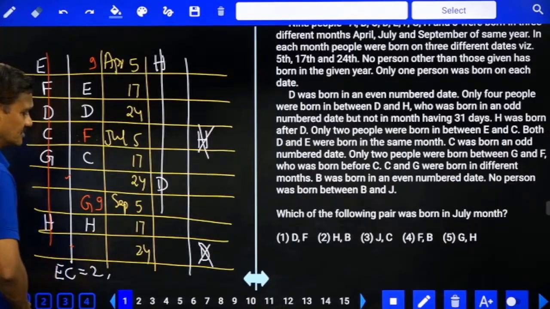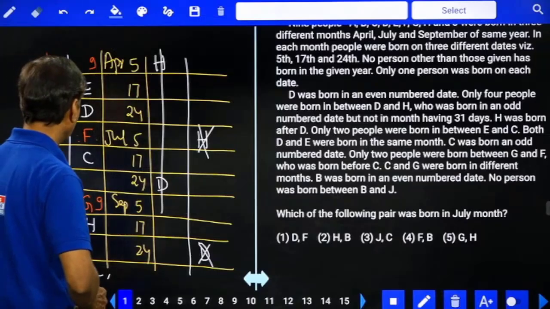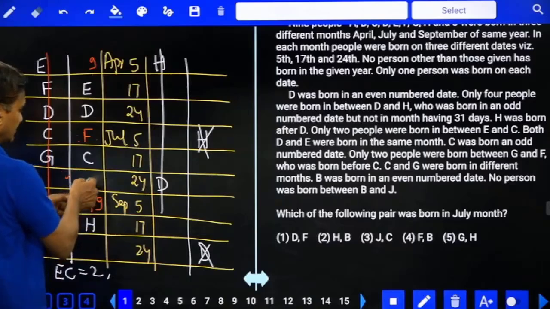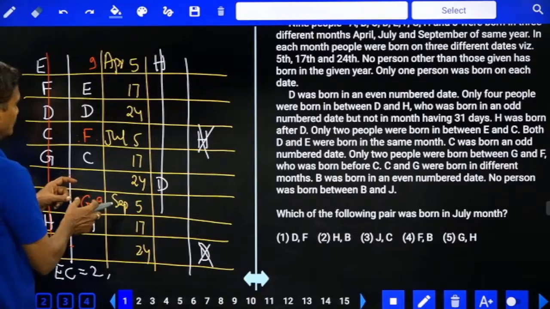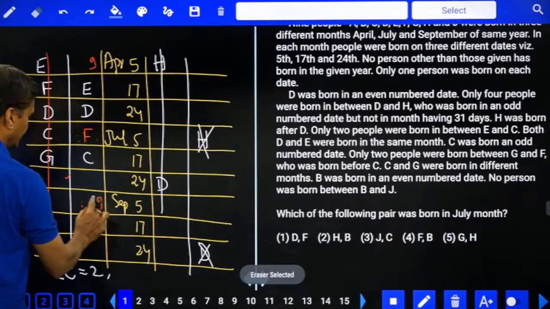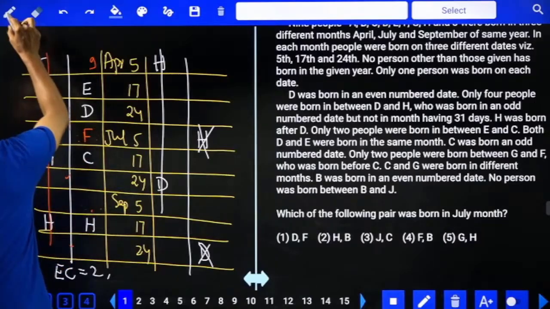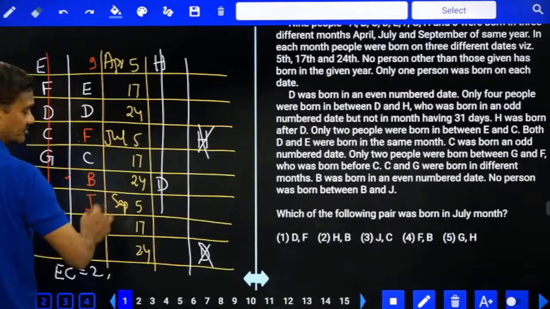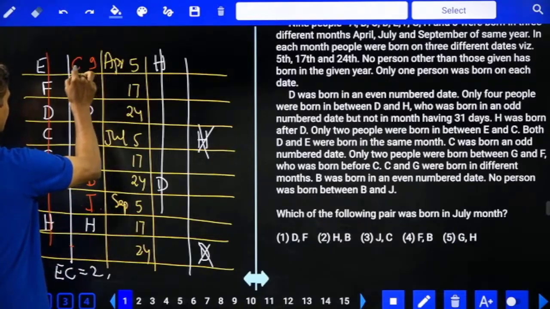Clear? No person was born between B and J. As there is no person between B and J, hence B and J must be adjacent to each other. And there is no other place left over. Hence we cannot have G at this place. B born on an even number date, and B is here. B and J, there is no person in between. Then G must be at the first place.